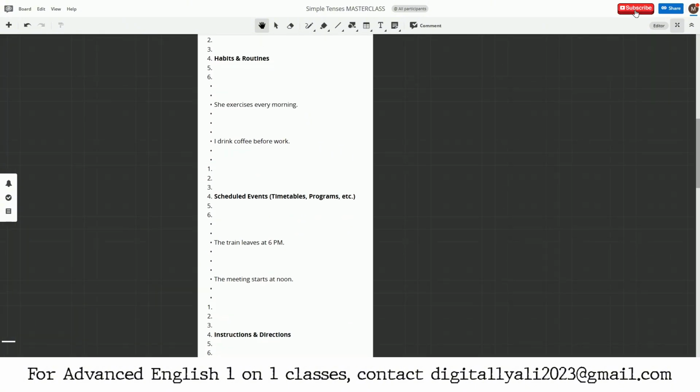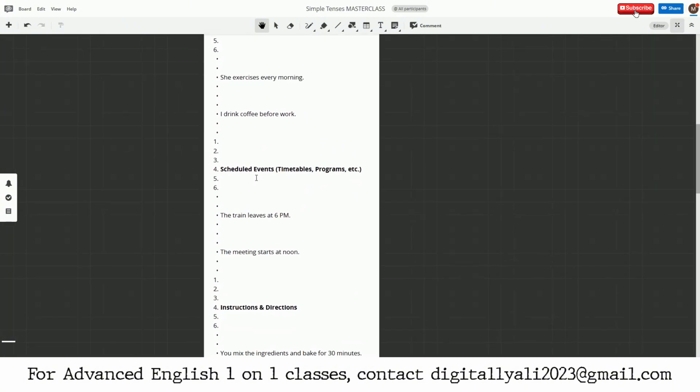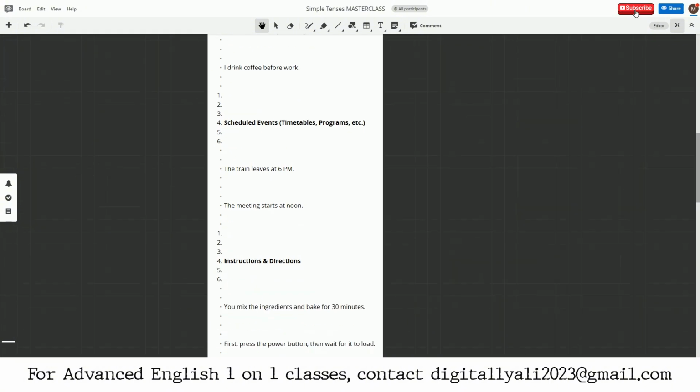And then we talk about scheduled events, timetables, programs. For example, the train leaves at 6 p.m. The meeting starts at noon. So it's like a general truth, but now we know when it occurs, like we know the time, at 6 p.m., at noon, right? So timetables and programs also come under it.